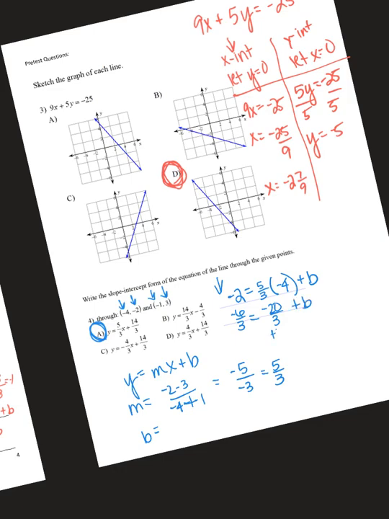Plus b. And I'm going to add 20/3 to each side. And we get that b is equal to 20/3 minus 6/3, which is 14 of those thirds. So b is equal to 14/3. And there it is: y is equal to 5/3 x plus 14/3.